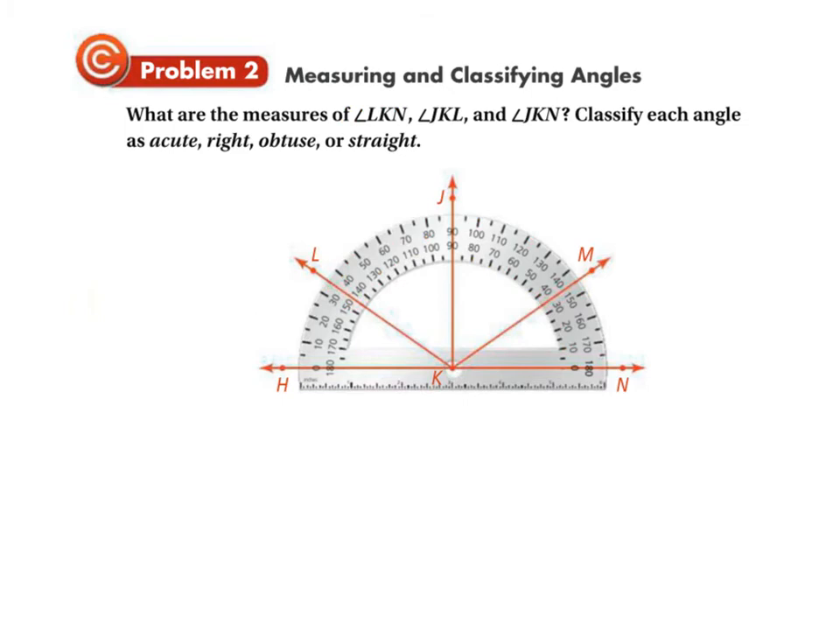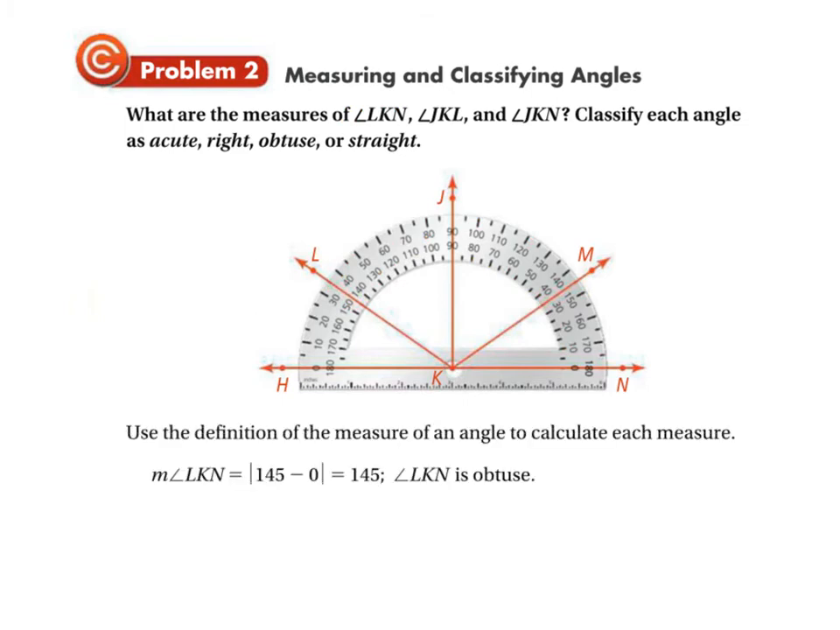Here they used 0 and 145, the inside track. You don't have to do it both ways. It's going to give you the same number either way. And when you do 145 minus 0, you get 145. The absolute value of that is 145. That makes it an obtuse angle. Now let's do the next one.